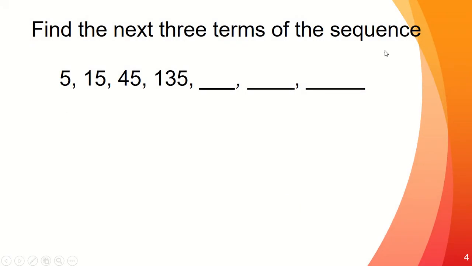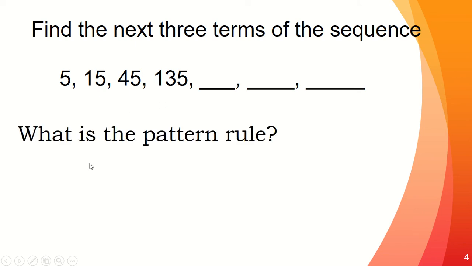Find the next three terms of the sequence. 5, 15, 45, 135. So you have to know the pattern rule. How will you get 15 out of 5? So pwede add 10. 5 plus 10 equals 15. Pero pwede ba yon na 15 plus 10, 45? Is that 45? No, it's not. So it means plus 10 is not the pattern rule.